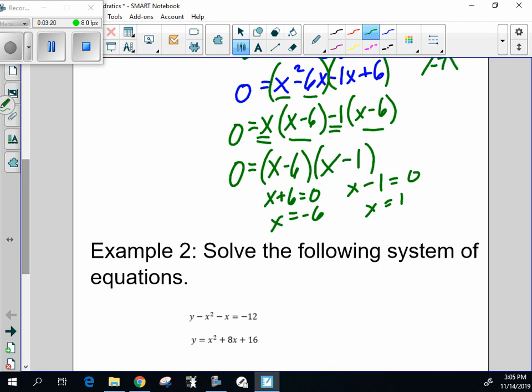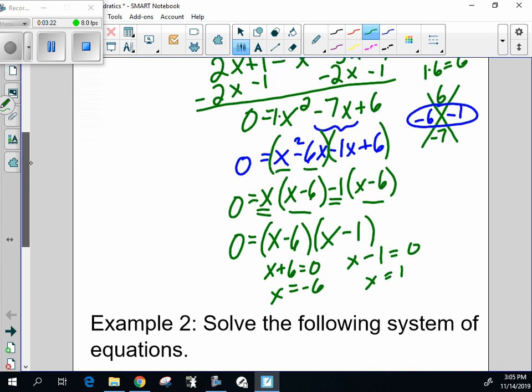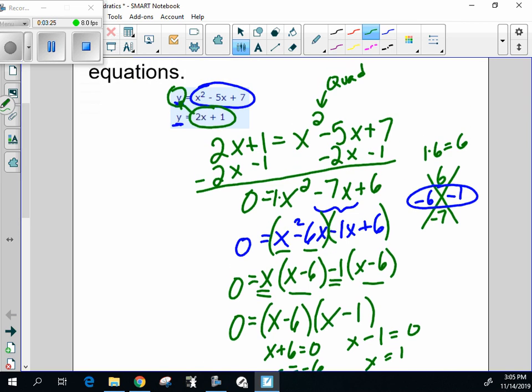Now we have to take x equals negative 6 and x equals 1 and substitute them back into the original equation, either one of the equations. So we've said x equals 1. We're going to substitute it into either equation. The bottom equation looks best, the linear. I'm going to substitute 1 in for x, and it's solved. 2 times 1 is 2, plus 1 is 3. One of my solutions is (1, 3).